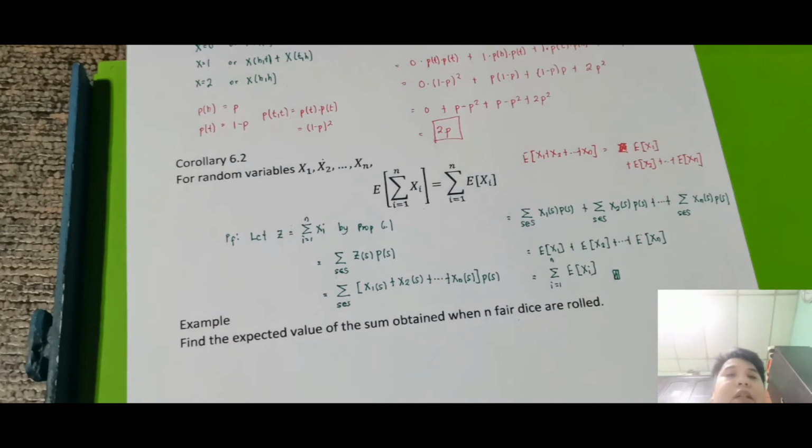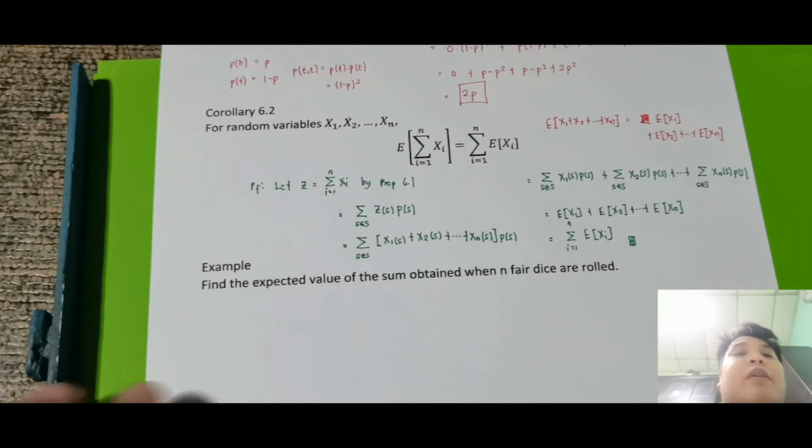Okay, then lastly, syempre, let's have an example. Find the expected value of the sum obtained when n pair dice are rolled. So yun, n pair dice. So hindi natin alam kung kailan matatapos yung n pair dice na yan. So kailangan natin siyang i-solve. So using yung ating corollary 6.2 and corollary 6.1. So ano ba pwede natin gawin?